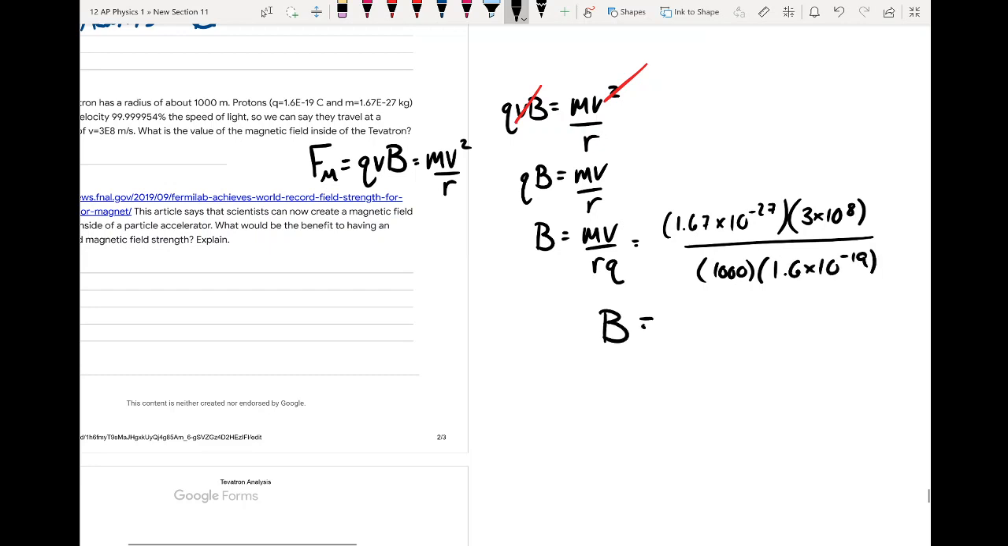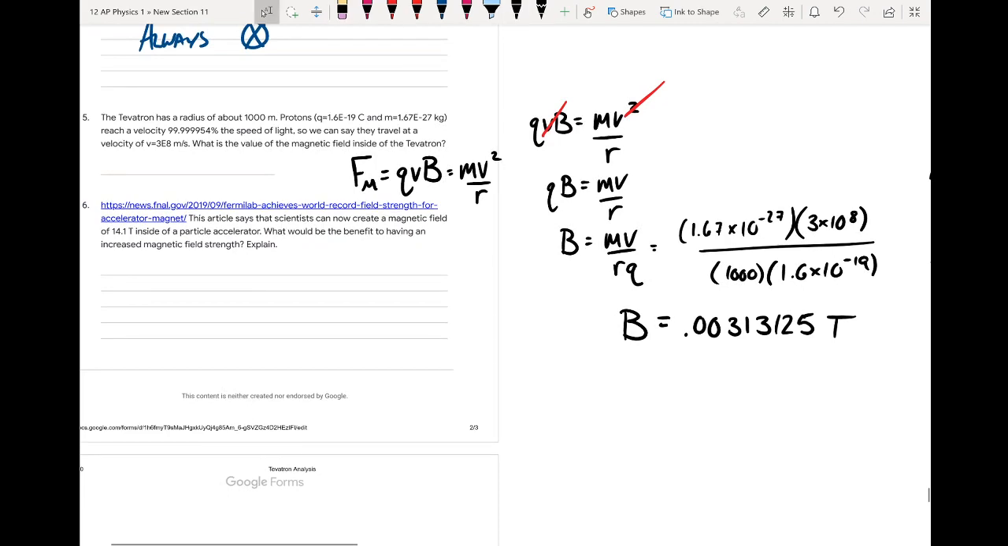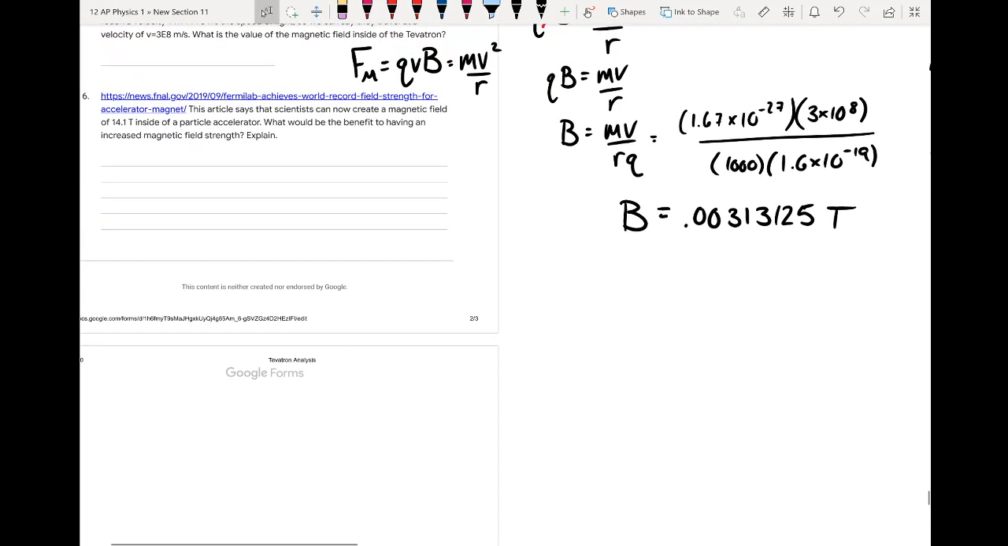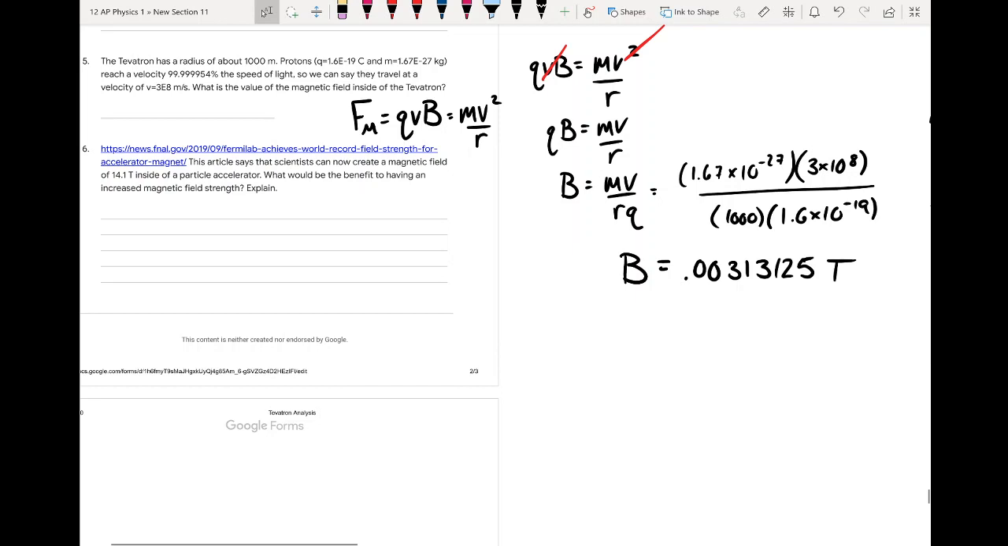And when I plug that all in, I get a magnetic field of 0.00313 Teslas. Now, this is a really interesting answer because it seems like it should be a much larger value. I looked into a few reasons, but I couldn't find a super succinct one, but I'm pretty sure that this is where the problem lies.